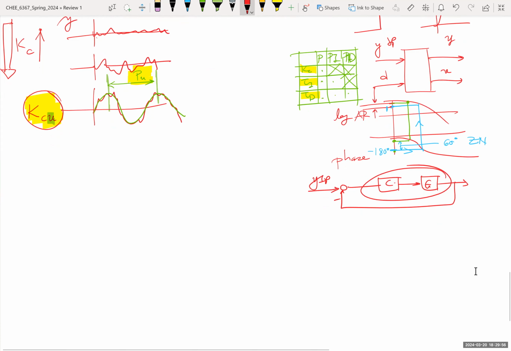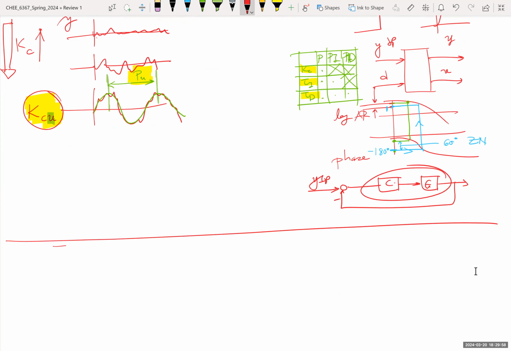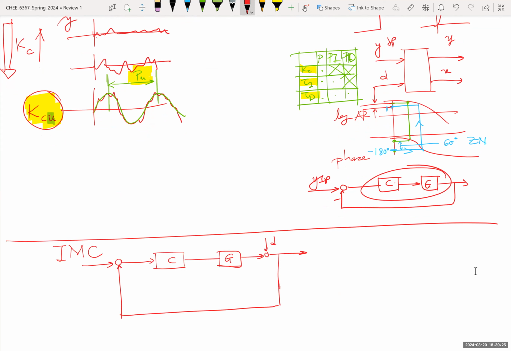Finally, we have IMC for controller design. And we said for IMC, the idea is you have a loop, controller, process. All disturbances lumped into one. Let's make it G. Doesn't matter. So this is your closed loop. So minus here.